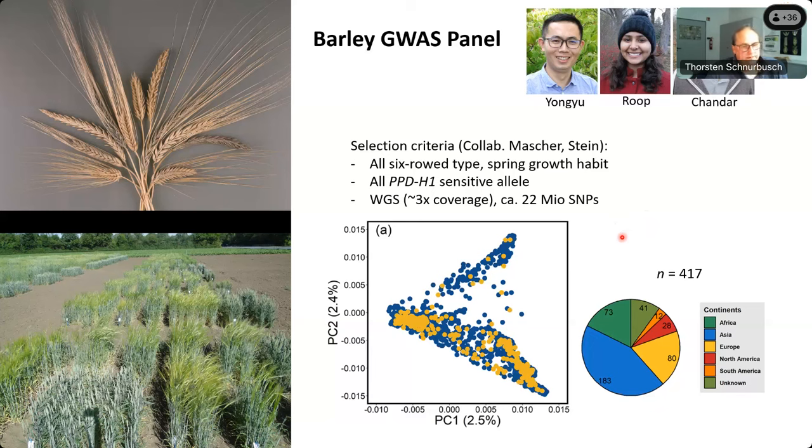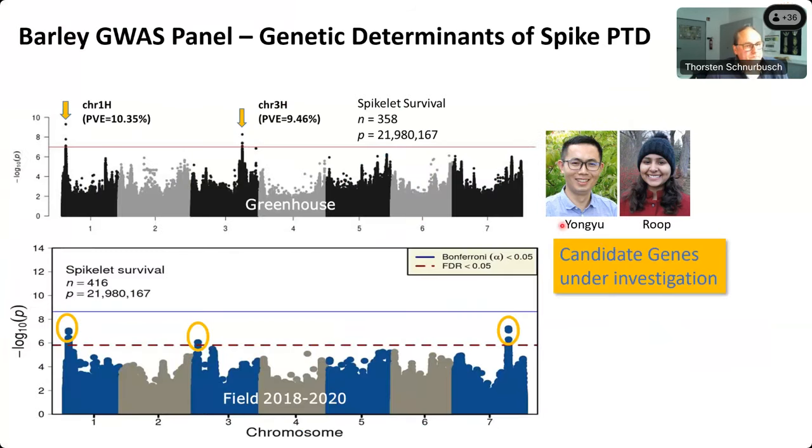And after having this very large population of 400 genotypes of six-row barley and 22 million SNPs, we were in a very good position of doing some field experiments and doing some GWAS analysis for spike PTD. And this is what Yongyu and Rup have been doing in their projects.